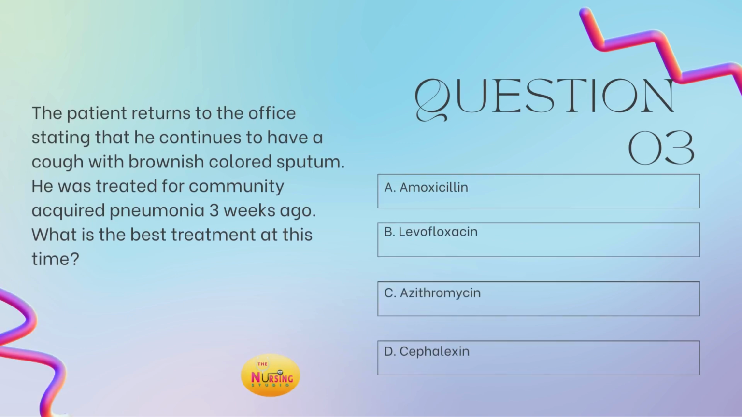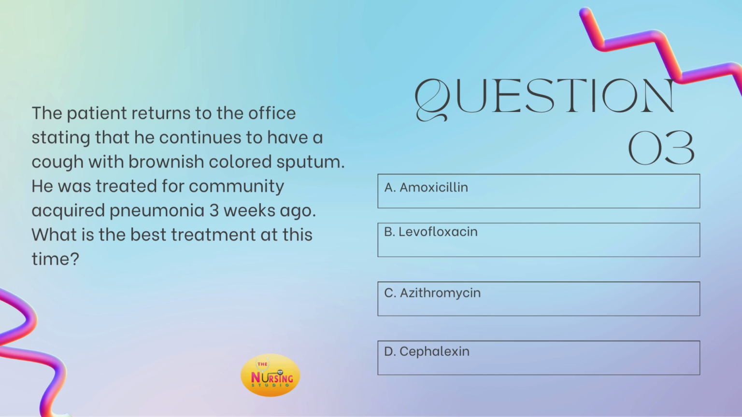Now, question number 3. The patient returns to the office stating that he continues to have a cough with brownish colored sputum. He was treated for community acquired pneumonia 3 weeks ago. What is the best treatment at this time? Is it A, amoxicillin, B, levofloxacin, C, azithromycin, or D, cephalexin? Take a moment and tell me what you got.